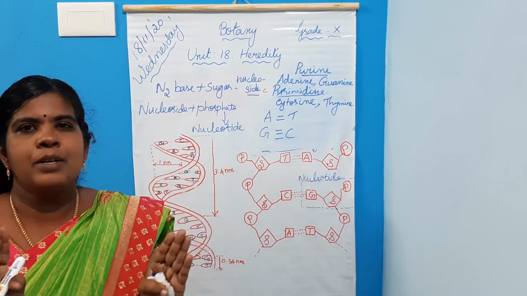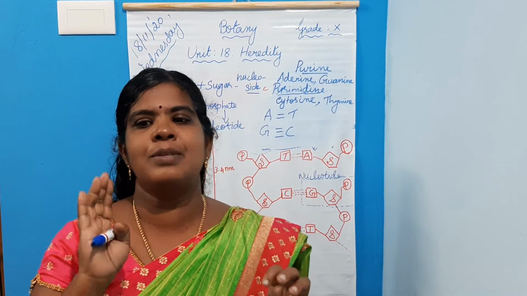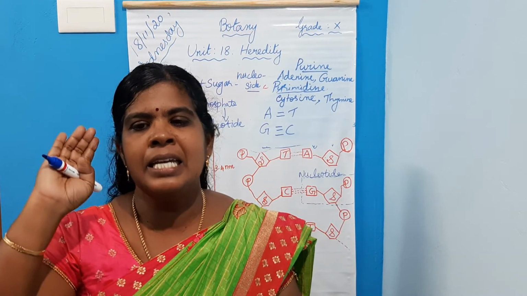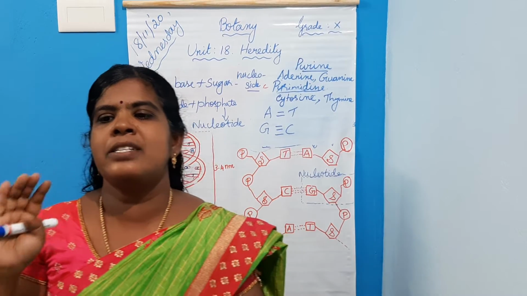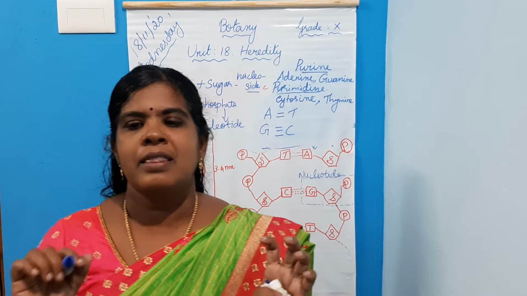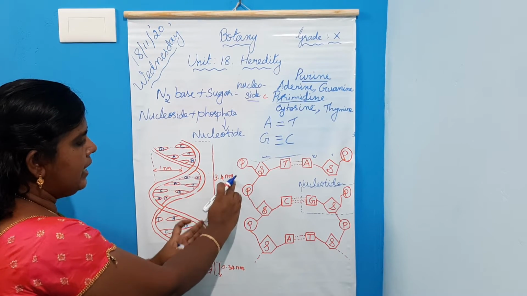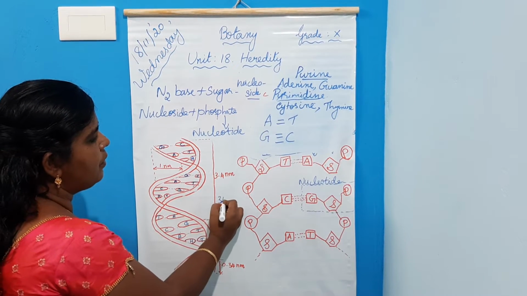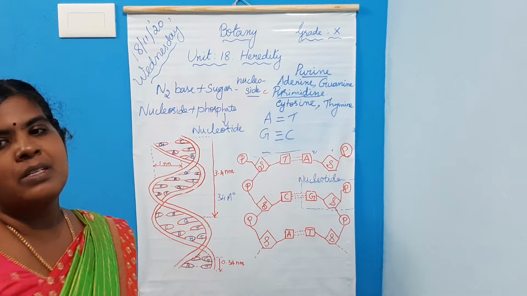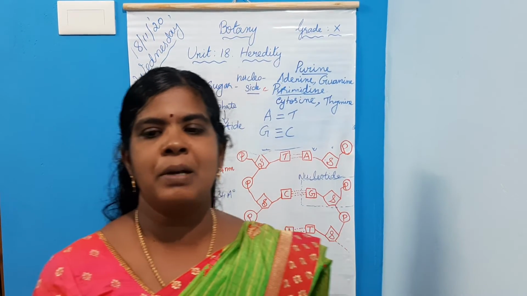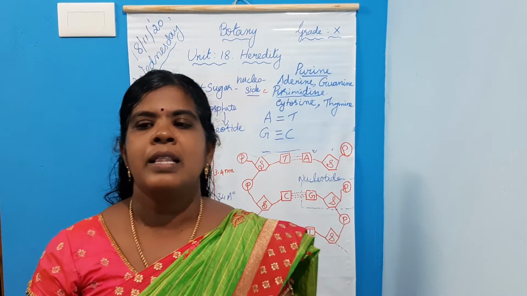So hydrogen bonds between the nitrogenous bases make the DNA stable. Each turn of the double helix is 34 angstrom, or 3.4 nm.